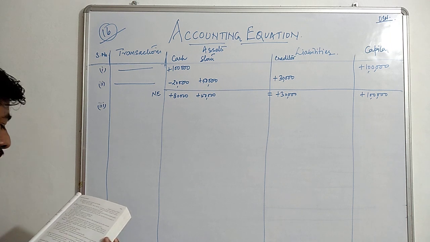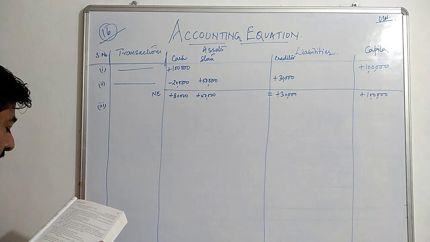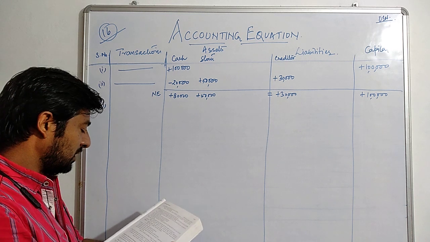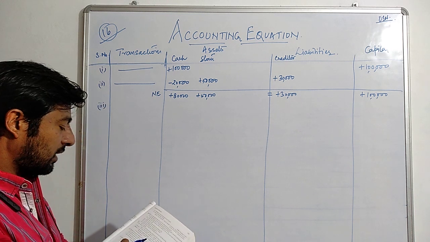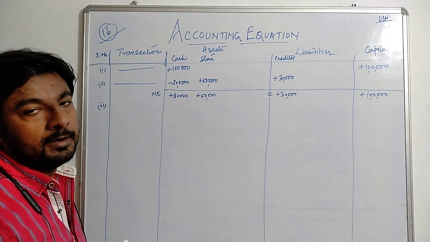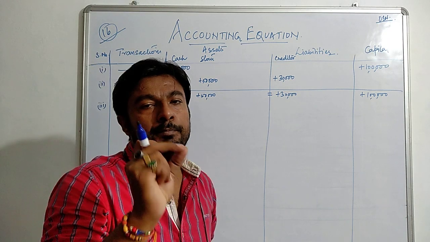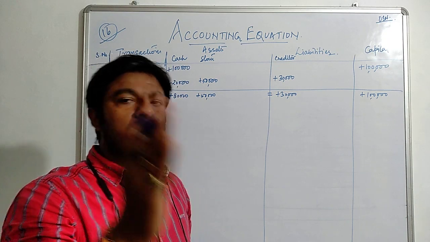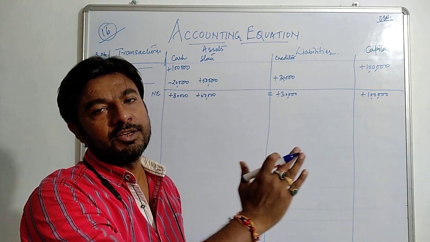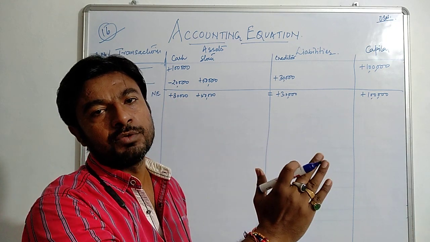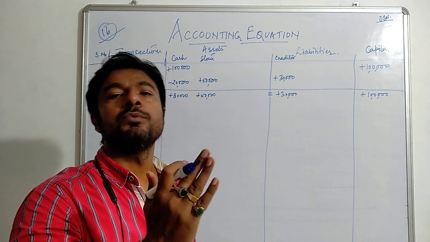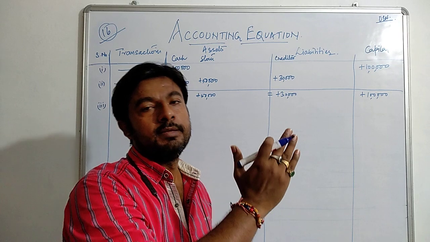Now see the third transaction. Sold goods for cash costing rupees 10,000 and on credit costing rupees 15,000, both at a profit of 20%. Clear? The basic thing: 10,000 of cost of goods we are selling for cash and another 15,000 cost we are selling on credit. That means a total of 25,000 of goods we are selling.